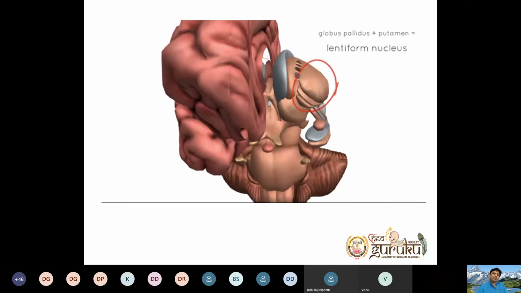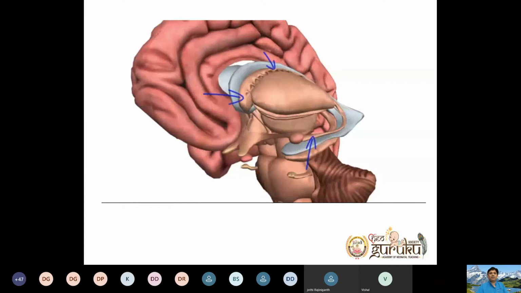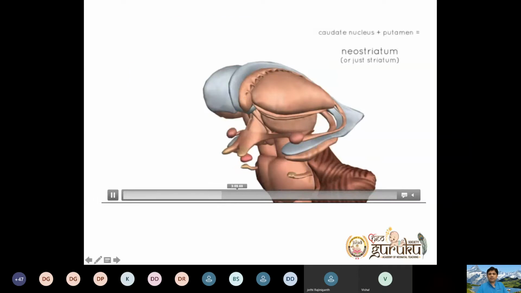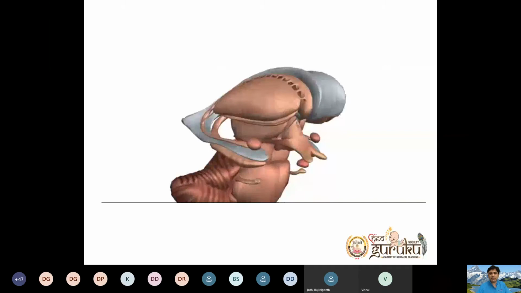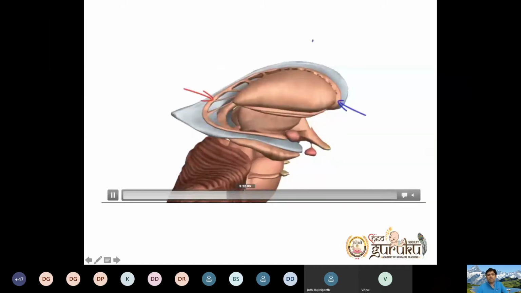Caudate nucleus and putamen form your neostriatum. So this is the head, body, and tail of the caudate nucleus. Clear? Rather than putting up a slide, I'm just giving you a three-dimensional picture so that you get a clear idea.